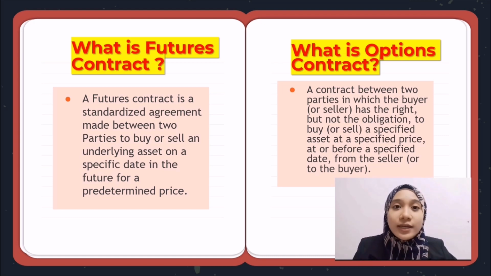So next, what is a futures contract and what is an option contract? So firstly, a futures contract is a standardized agreement made between two parties to buy or sell an underlying asset on a specific date in the future for a predetermined price. While an option contract is a contract between two parties in which the buyer or seller has the right but not the obligation to buy or sell a specified asset at a specified price at or before a specific date from the seller or to the buyer.